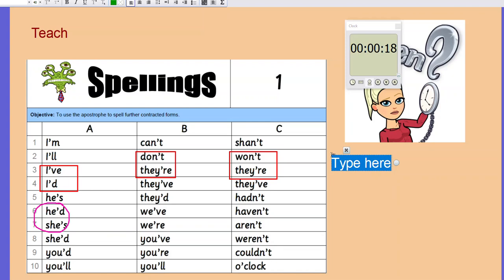Okay, 20 seconds left. You've got 20 seconds. 5.